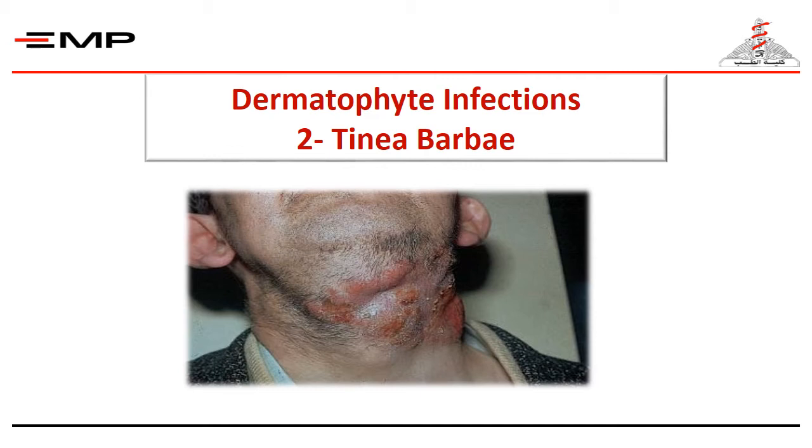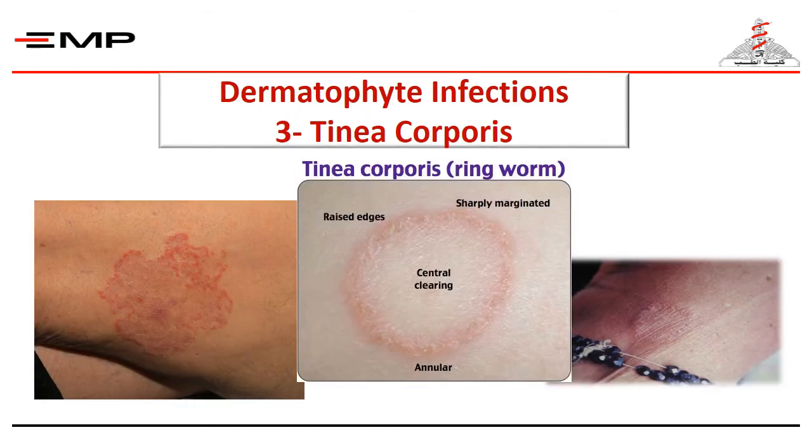The next type of dermatophyte infection is what is called Tinea barbae. The lesion is similar to Kerion, but it affects the beard hair, and the angle of the jaw is the commonest site to be affected. The third type was called Tinea corporis or Tinea circinata, which involves the trunk or the limbs.